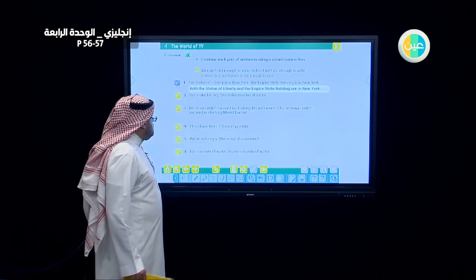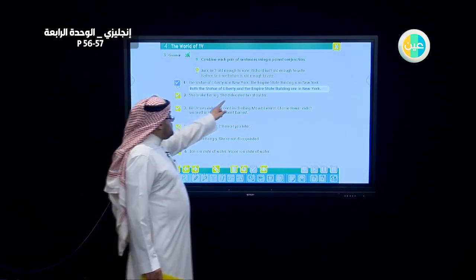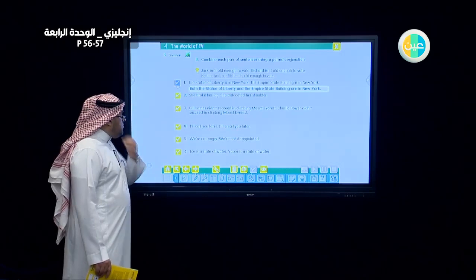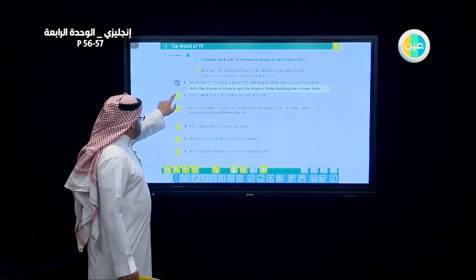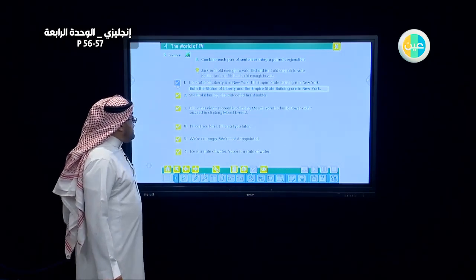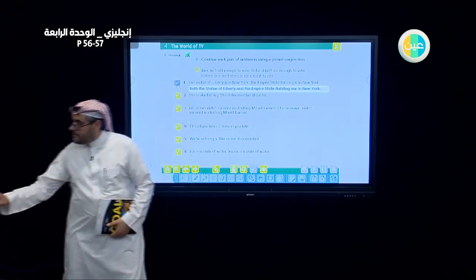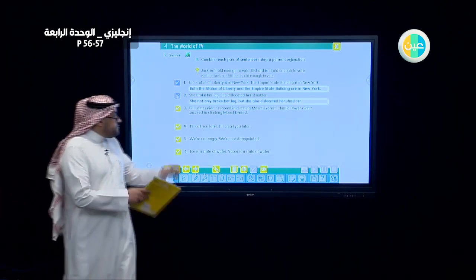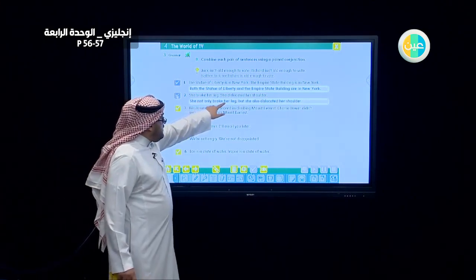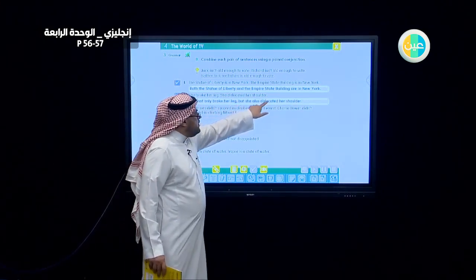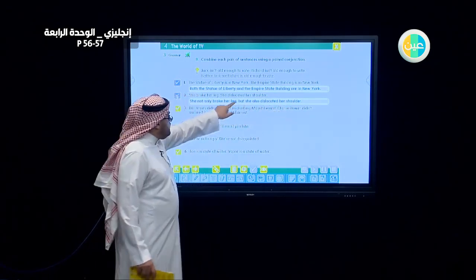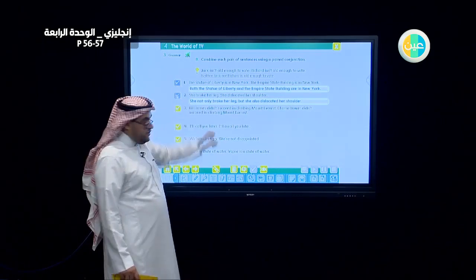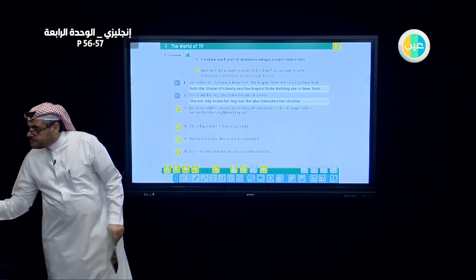Okay. Number two, she broke her leg. She dislocated her shoulder. I mean the shoulder went from its location or its place. So she broke her leg. We can make a conjunction here, or we can make a paired conjunction. We say she not only broke her leg, but she also dislocated her shoulder. So when we use but also, we made it one sentence instead of two sentences.